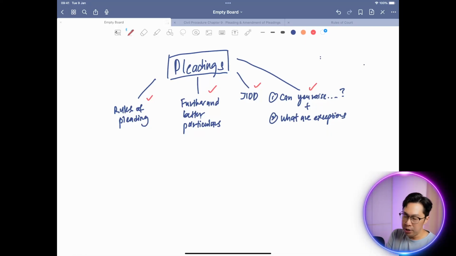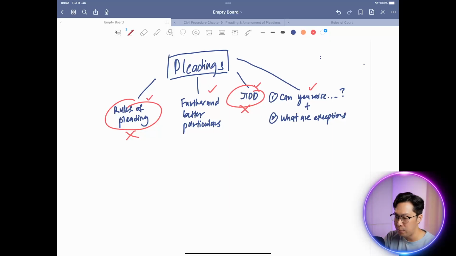Pleadings, I told you the function, I don't think there's a need to explain, right? You just think of whatever you know. Rules of pleading, actually, you don't even need to make any notes because it's all from your statute. Okay? After that, further and better particulars, there's a case, Datuk Seri Ling Yong Sik. And then JIT, there's no case, it's just understanding the statutes again. So to me, here, there are no notes to make. Here, these two are both about statutes.